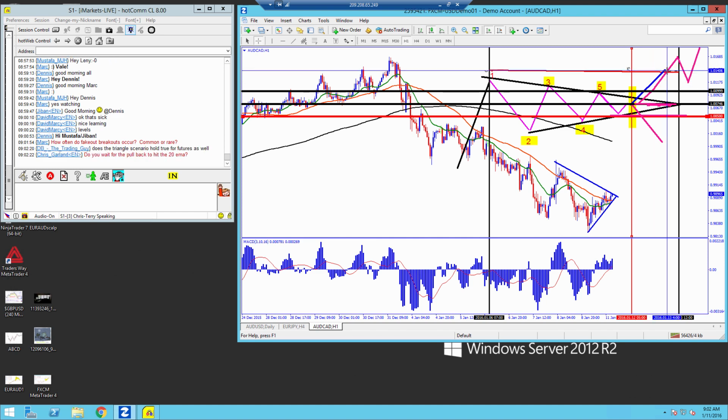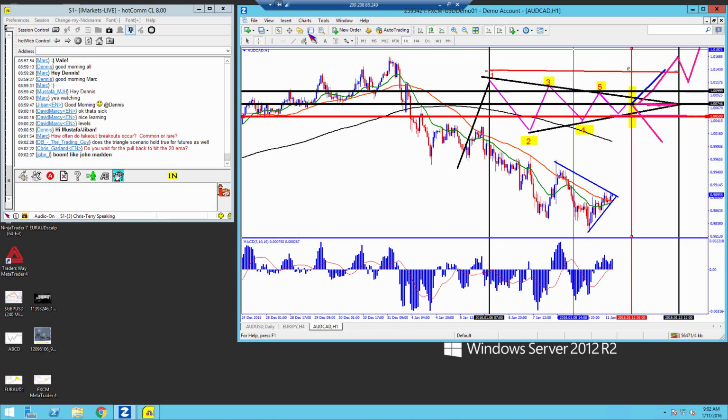So yes, for any market. This is any market, okay? What you're doing is, if you don't want to buy the breakout, you let it break out, and that first pullback is your buy, and your stop is, of course, right at the middle of the triangle.